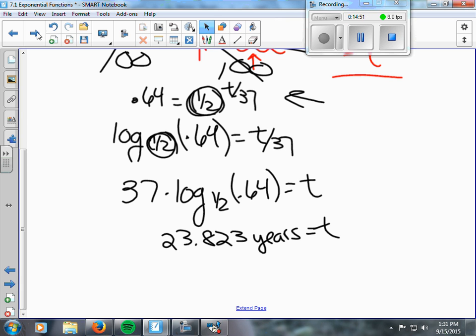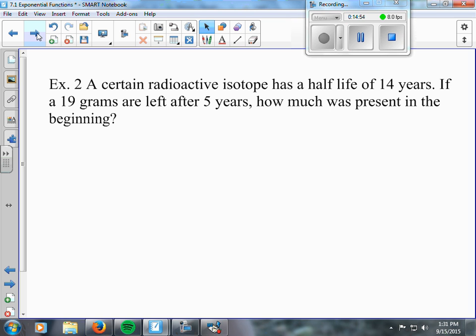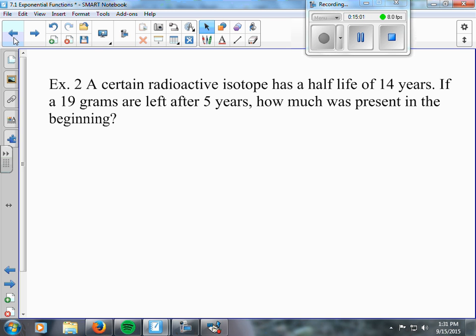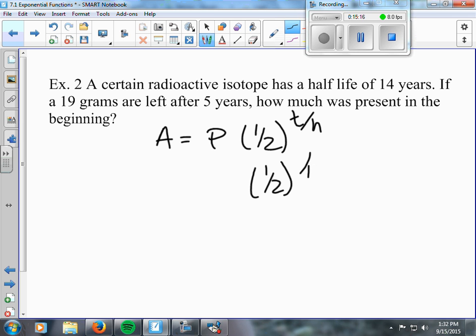Okay, let's do this one. Okay, example 2. I again have a radioactive isotope. So A equals P times 1/2 to the T over H. So I have a half-life of 14 years. 19 grams are left after 5 years. So when T is 5, A is 19. The question is, how much was present initially?